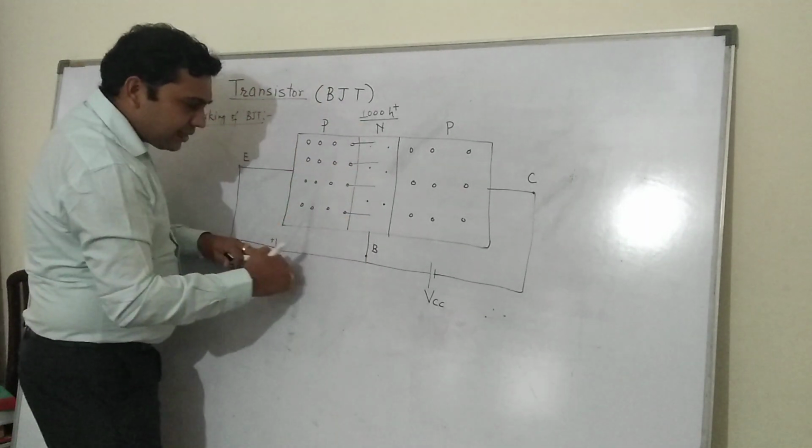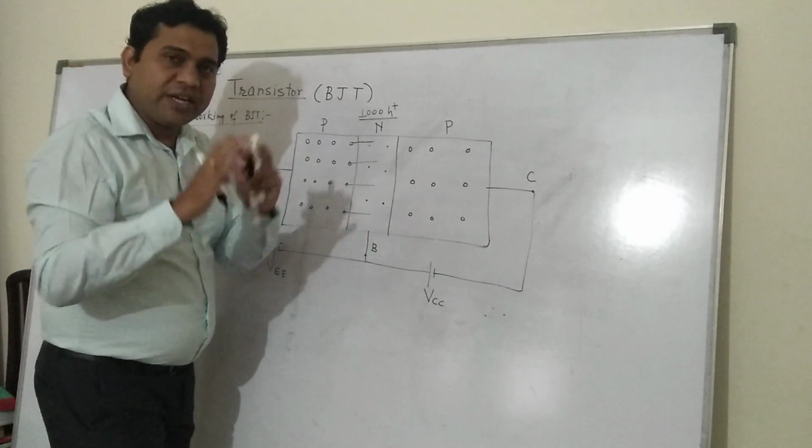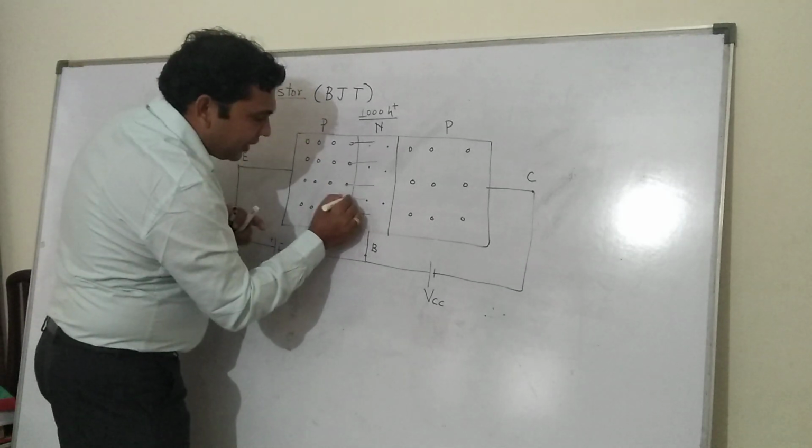Since N is connected to the negative terminal of the battery, and N has a very small number of electrons, let's say only 10 electrons are moving here.